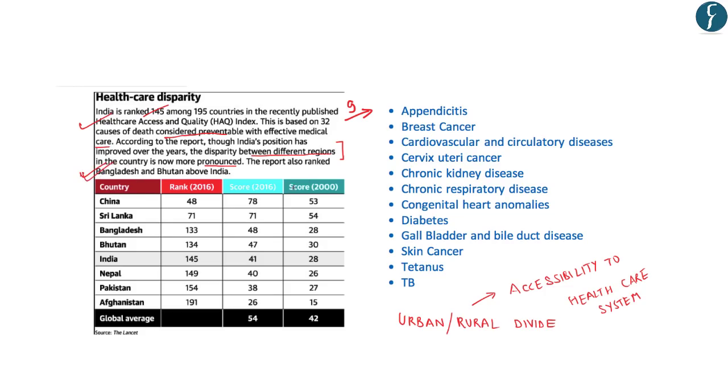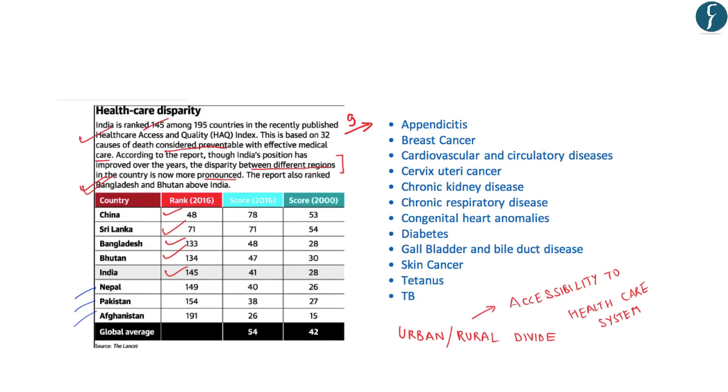Now this is another significant point because on certain social parameters we are constantly seeing that Bangladesh is ranked above India. The ranks as per 2016 are: China is ranked at 48, Sri Lanka at 71, Bangladesh at 133, Bhutan at 134, whereas India is at 145. So the only countries below India in our neighborhood are Nepal, Pakistan, and Afghanistan.